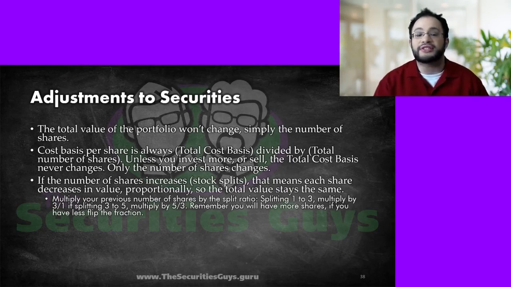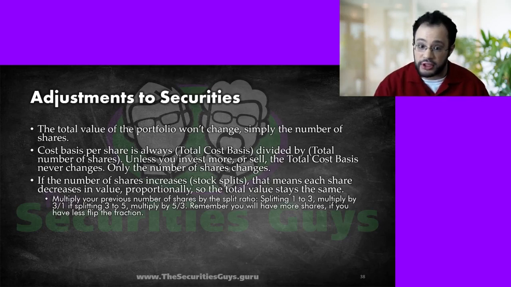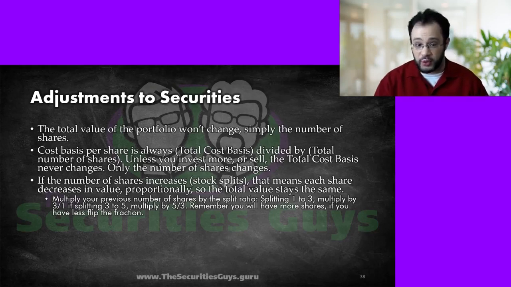If the number of shares is increasing, like in a stock split, that means each share decreases in value proportionally. So the total value stays the same. We multiply your previous number of shares by the split. Splitting 1 to 3 means we multiply by 3. Splitting 3 to 5 means we're multiplying by 5/3. We're increasing the number, so the higher number needs to be on the top of this fraction. Remember, you will have more shares. If you have less, flip the fraction, because that's a reverse split.